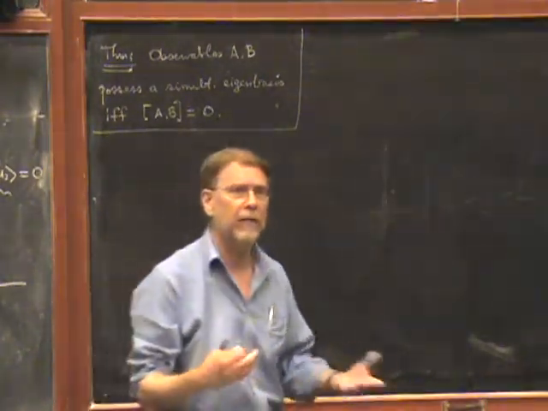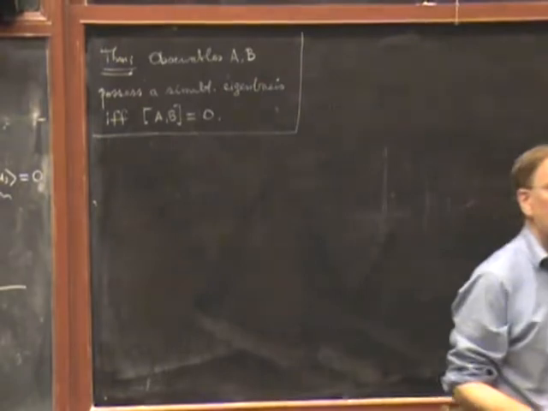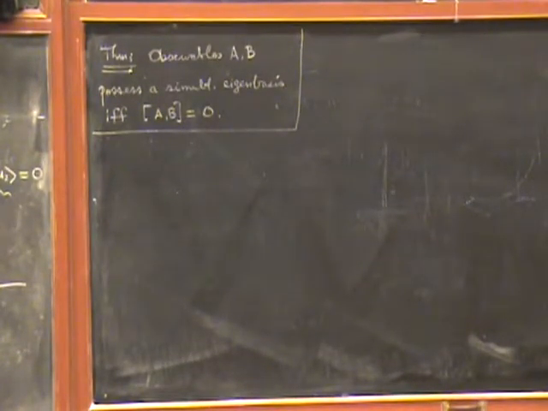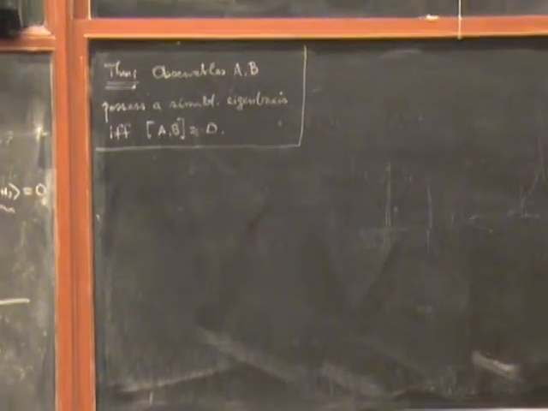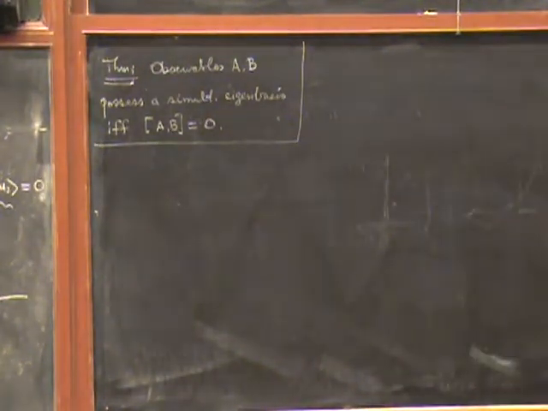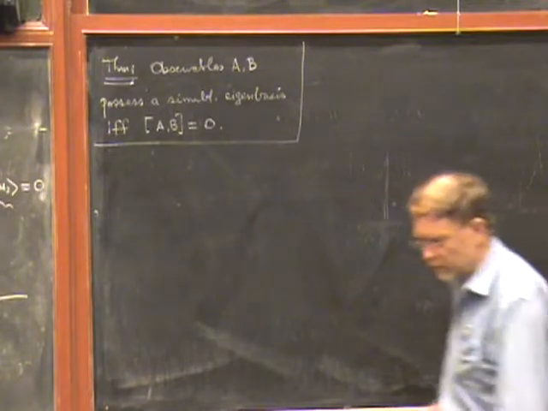of the possibility of making simultaneous measurements on two different observables without one measurement interfering with the other. It's related to the uncertainty principle and things of that sort. So the theorem says that observables A and B possess a simultaneous eigenbasis if and only if they commute.